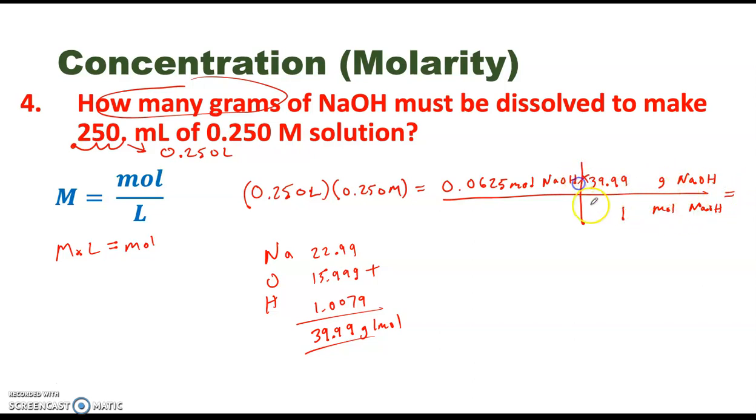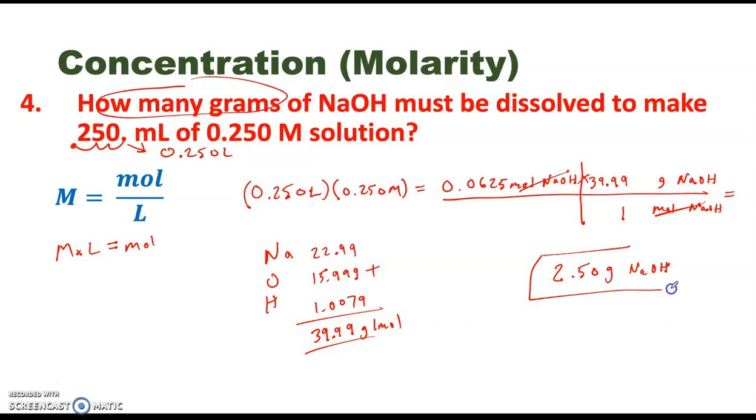And because they're both on top, I multiply. These units will cancel, so 0.0625 times 39.99. Sorry, we got a little background noise out in the hall. That gives me, to 3 sig figs, 2.499. So I would round that to 2.50 grams of NaOH.